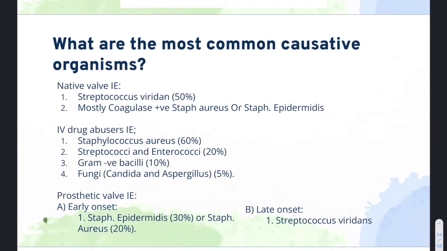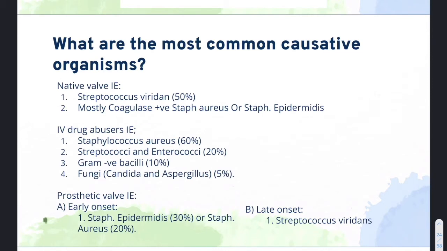Then we have prosthetic valve. As I explained, they divide it into two categories, early onset and late onset. If the presentation was within 1 year after the surgery, it is most commonly because of staph epidermidis or staph aureus. If it's late, after 1 year of the surgery, it is most commonly because of Streptococcus viridans. So if a patient with a history of valvular heart disease and history of dental procedure presents with endocarditis, it would be more commonly because of Streptococcus viridans.